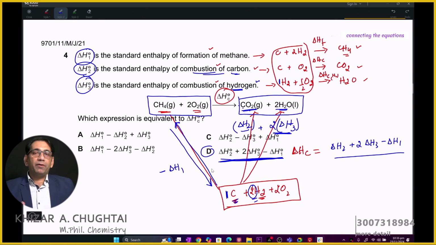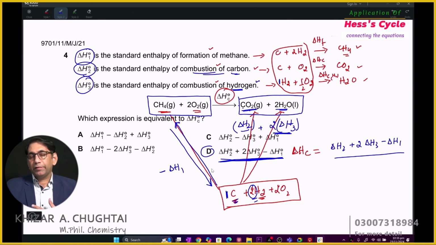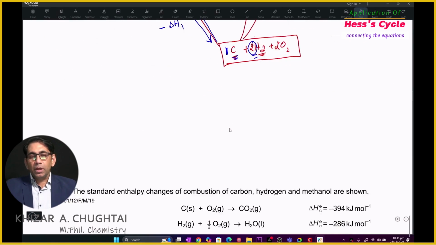So with the help of Hess's law, whenever you are given enthalpy of formation, enthalpy of combustion, or different reactions, or the different steps of a chemical reaction, you can easily apply Hess's cycle. Come to our next question.